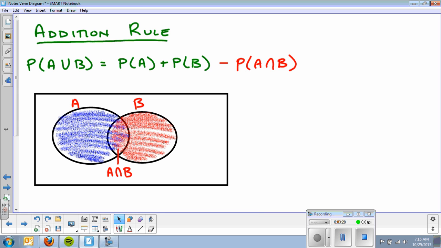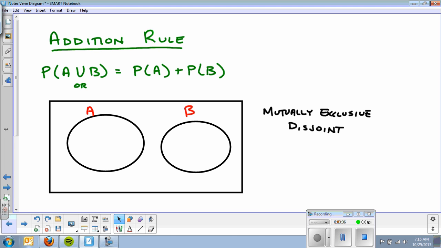Okay, now that's our new addition formula, and that is on your reference sheet. So that's the one we'll be using from this point forward. It still works with this one, just the overlap is basically 0. So that's why that formula can still work for disjoint events.